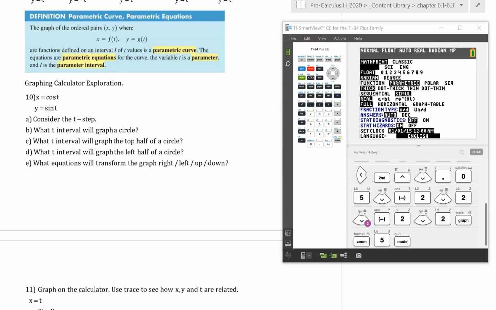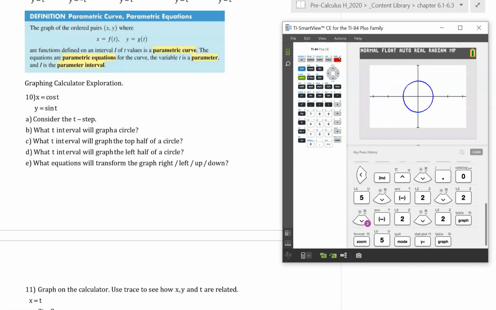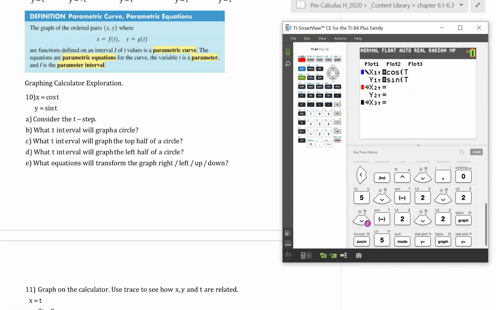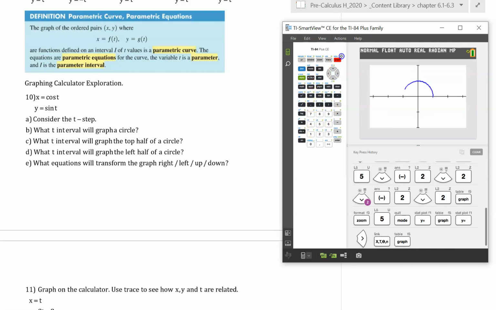Now we need to talk a little bit more about the parameter interval. Let's grab our graphing calculator and go to mode. We're going to graph x as cosine t and y as sine t. So let's make sure we're in radian mode. We're in parametric. Let's go to y equals and type in cosine t for x and sine of t for y. If I choose graph right now, there we go. I'm going to have it start again, just so you can see the order that the points were graphed in. There we go. Nice.